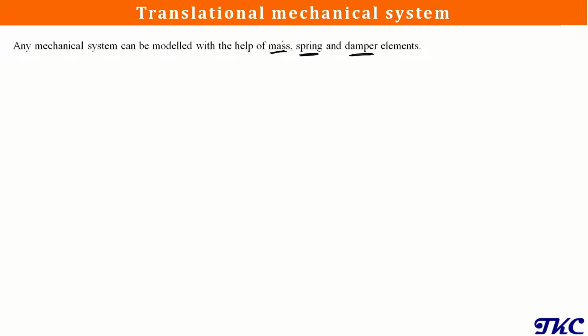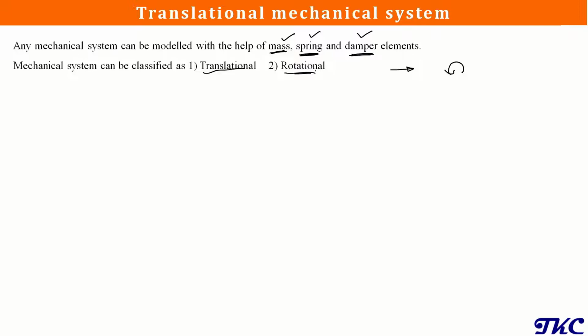If we have all these three elements for any system, we can describe it with mathematical equations, or we can get the mathematical modeling of that mechanical system. Now, we can classify a mechanical system as translational, where the mass is going to move linearly, or as a rotational mechanical system, where the mass is going to rotate. So we have two categories of mechanical system: translational as well as rotational.